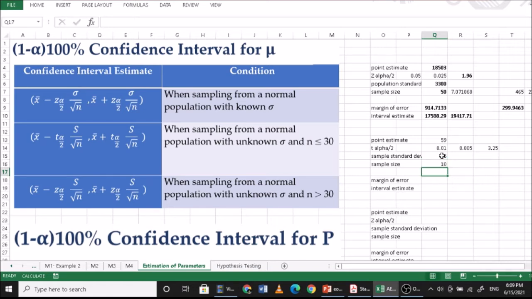Okay. And now for the margin of error, that's t alpha over 2 times s over square root of n. So we have t alpha over 2, which is 3.25, times the sample standard deviation 5.5 divided by square root of n. We haven't taken the square root of our sample size yet. So let's have the square root of this one.